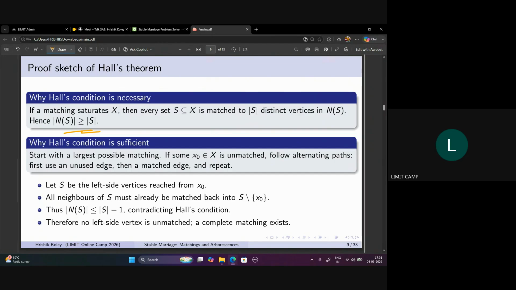For example, start with the largest possible matching that you can get, and assume that there is no perfect matching there. So even in the largest possible matching, there will be one X naught, say, that will remain unmatched. So follow an alternating path: first use an unmatched edge, then go for a matched edge, and keep on repeating this process. Now let S be the left side vertices that can be reached from X naught. And all the neighbors of S must already be matched back into S.